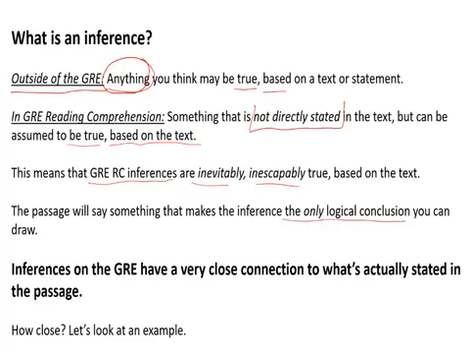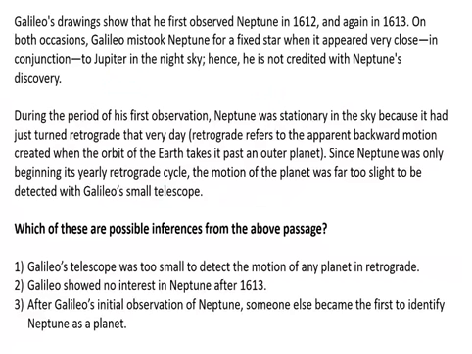So because inferences are the only logical extension of what has already been stated, they have a very close relationship with the statements that are in the passage. How close? Well, let's look at an example. So right here we have this example GRE reading comprehension passage about Galileo. And then we have three proposed inferences, and you want to figure out which of these would actually be inferences under the rules of the GRE. So, if you could, pause the video, read the passage, see if you can spot which of the inferences are correct and which are incorrect, and then we'll talk about this.